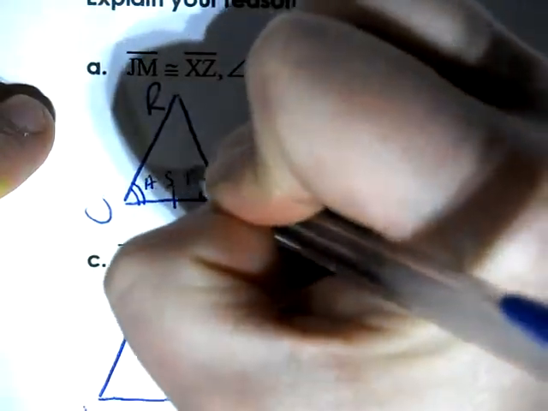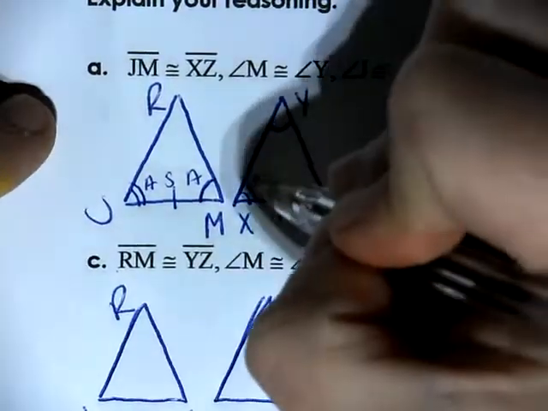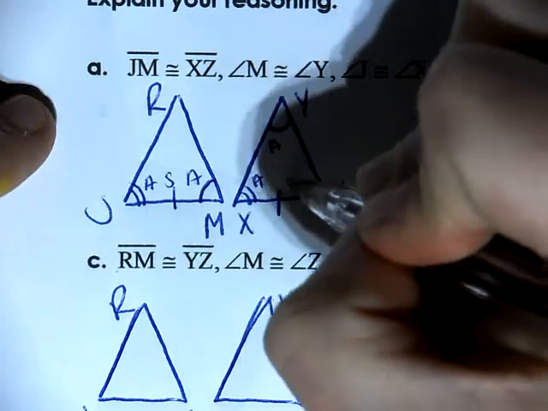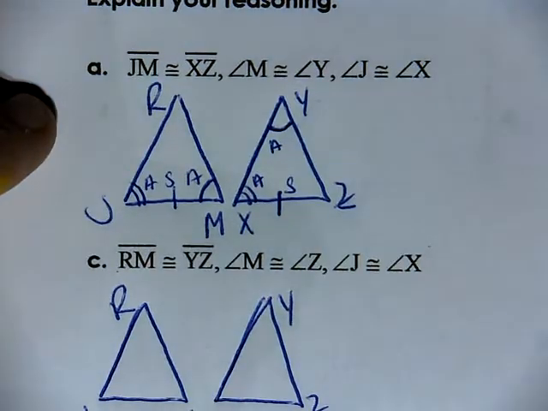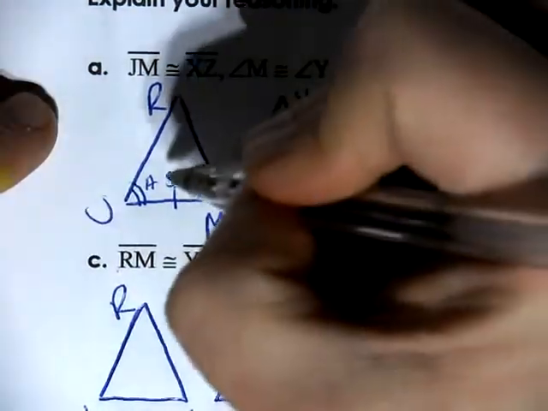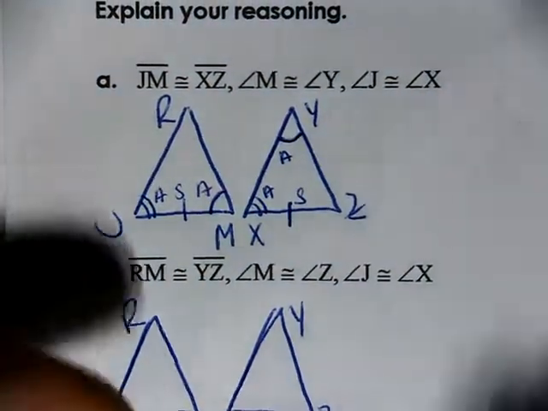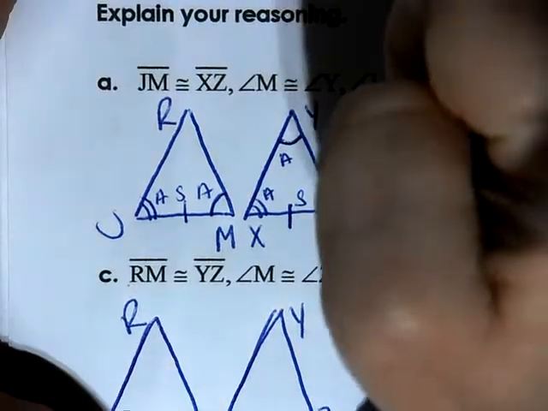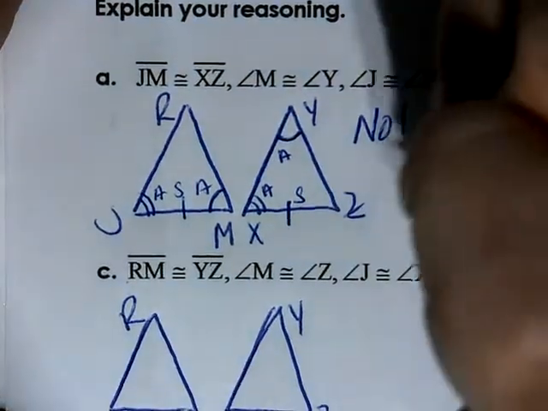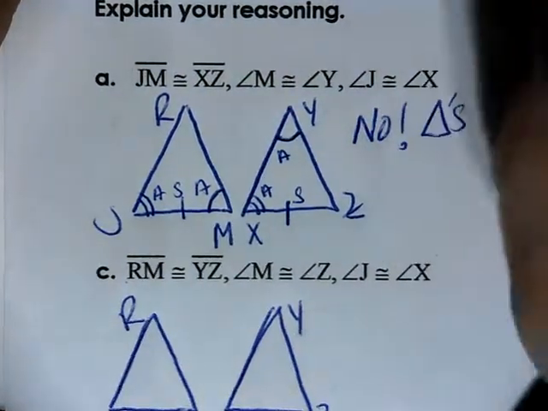But looky here. I see angle, side, angle. And over here, I see angle, angle, and then this random side. So we have angle, side, angle, and angle, angle, side. They're not the same. So the answer in this case is no. The triangles are not congruent.